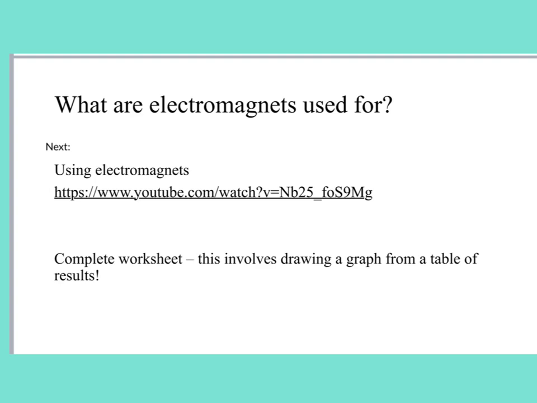Once you're happy with your notes, can you follow the YouTube link on Google Classroom to a video called Using Electromagnets, and make notes of common uses of electromagnets in everyday life. After that, can you please complete the worksheet? This involves drawing a graph from a table of results. The graph paper is given to you in the worksheet, so you can just draw on the grid given.